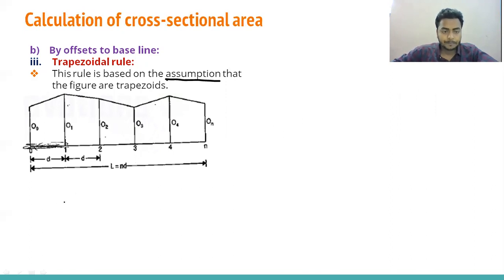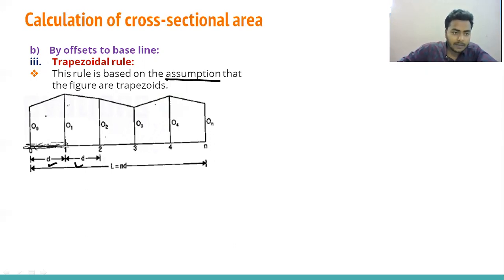By using this method, now the same work we have done. The baseline we have divided into a number of regular intervals, where the length of each interval is d. And then we have taken the ordinate at every end point of the interval, so that the first ordinate is O0, then O1, O2, O3, O4.